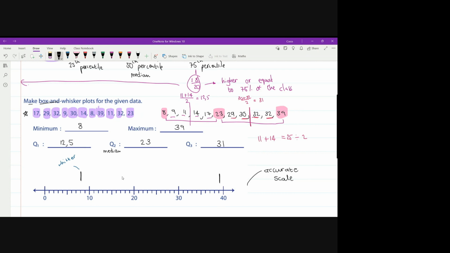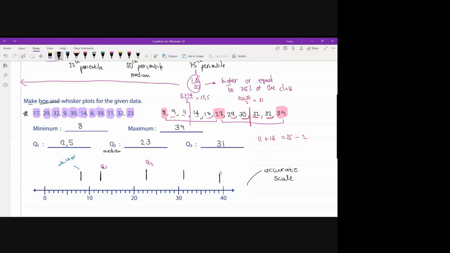Then we're going to go to the middle and plot Q1, Q2, and Q3. So if I plot Q1, that's 12,5, between 12 and 13. Right in between these two, just like that. That is my Q1 value. Then we go to Q2, that is 23. That's over there. My drawing isn't exactly spectacular, but it will work. And then my Q3, which is 31, would go over here.